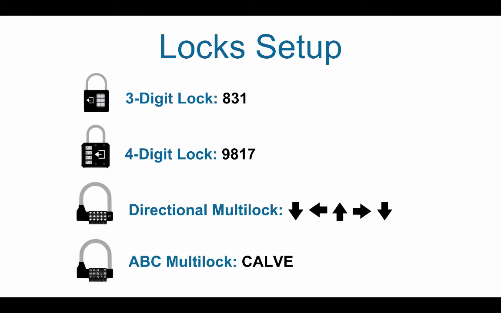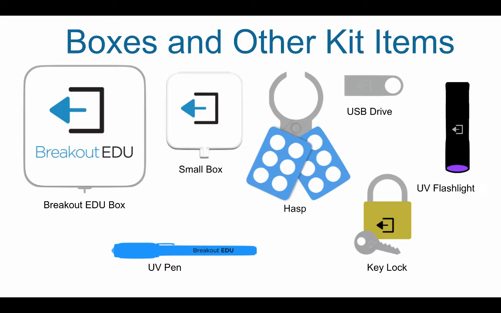The lock setup for the Glaciers Are Frozen Treasures is the 3-digit lock with 831, the 4-digit lock with 9817, the directional multi-lock, down, left, up, right, down, and the ABC multi-lock with the word CALVE, C-A-L-V-E. To complete the Glaciers Are Frozen Treasures breakout, you will need the large Breakout EDU box, the small Breakout EDU box, the hasp, the USB drive, the UV flashlight and UV pen, and the key lock.